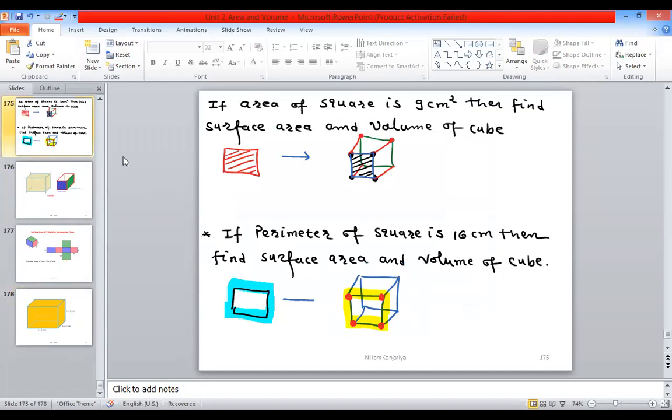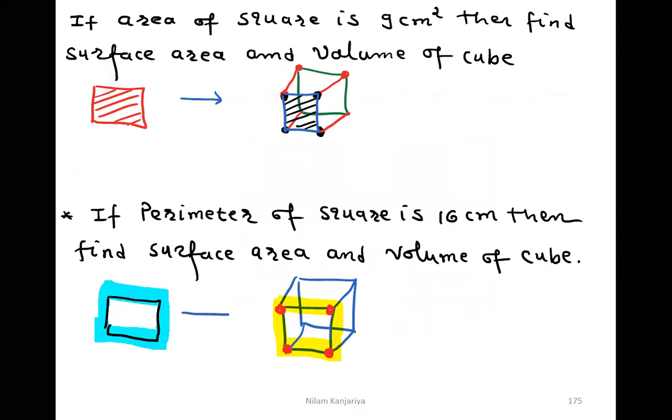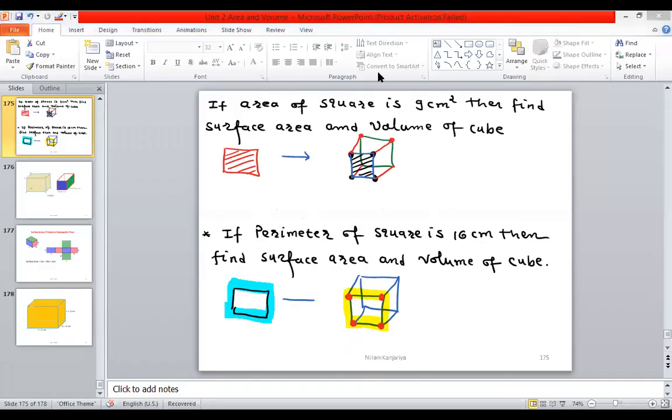Madam, for question number 2, I take the area of the square, that is 9 centimeter square, and then I also take the surface area and the volume of the cube.